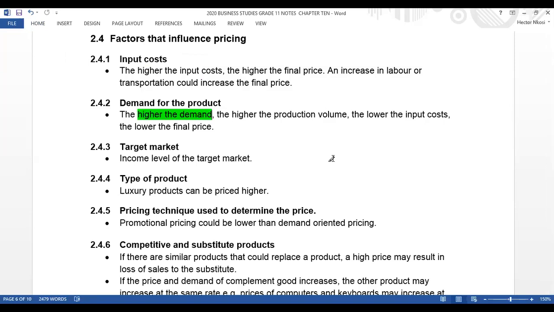Now, we have just looked at the demand for the product, right? We said the higher the demand, the higher the production volume, the lower the input cost, and the lower the price, right? Another factor that influences your pricing is your target market. With your target market, it has to do with the income level of your target markets, right? So if you target certain people, they have to buy your product anytime soon and stuff like that, basically that's your target market.